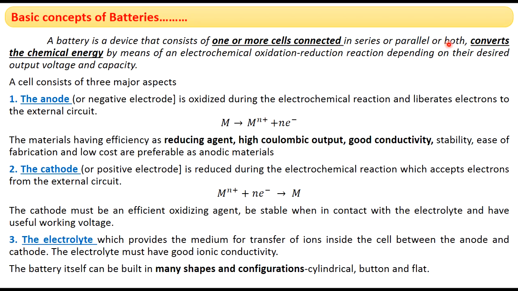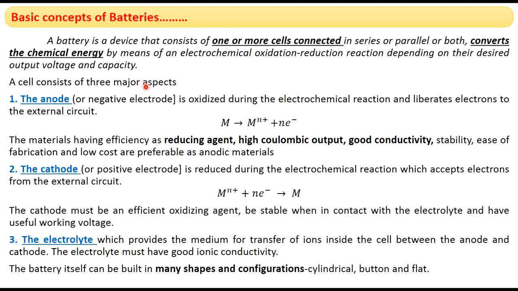So batteries are the devices which consist of one or more cells connected in series or parallel or in both fashions, which convert chemical energy by means of an electrochemical redox reaction, depending on their desired output voltage and capacity. Different batteries give different output, and the capacity also may differ, but we use batteries for different applications in our day-to-day life.